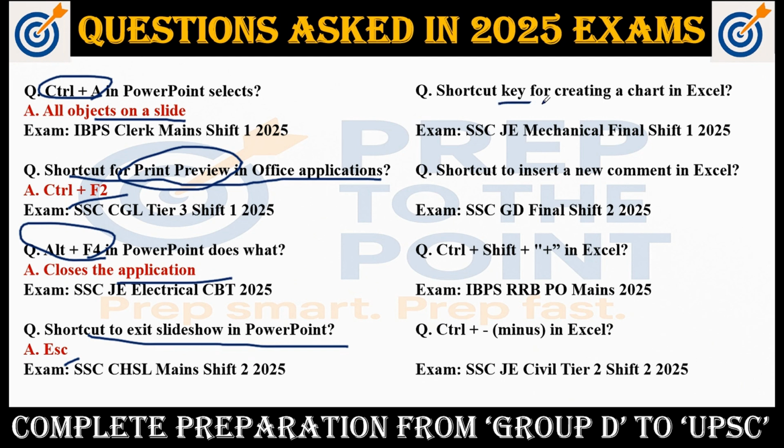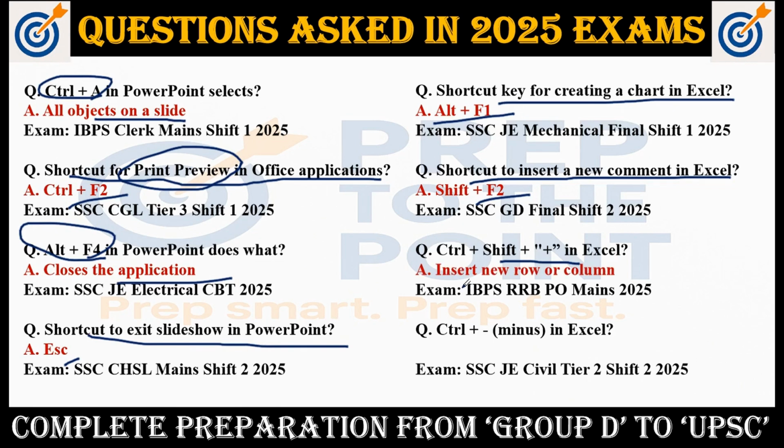Shortcut key for creating a chart in Excel: Alt plus F1. Alt F1 for creating chart. Shortcut to insert a new comment in Excel: Shift F2. Shift F2 to insert new comment. Control plus Shift plus plus in Excel is to insert new row or column. Control Shift plus to insert new row or column. Control plus minus in Excel is delete selected row or column. Control minus delete selected row or column.